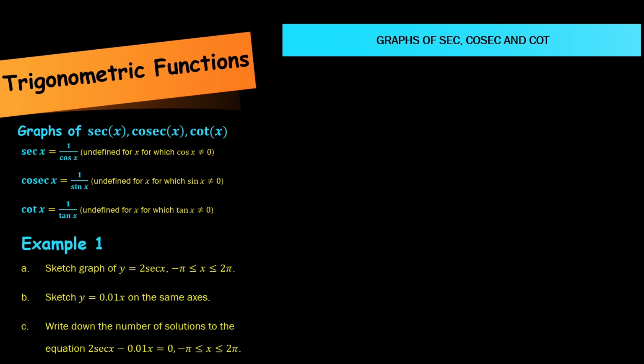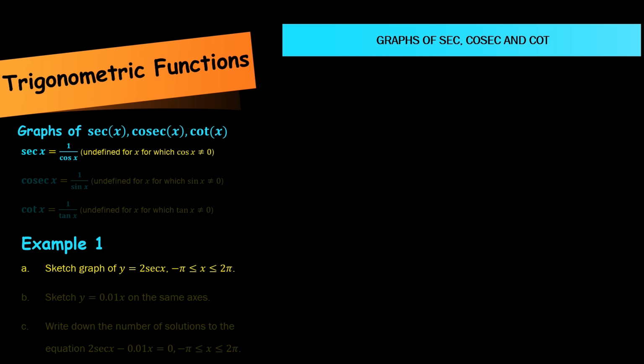Let's now take a look at an example. Pause the video and have a go. Press play when you're ready to view the solutions. So let's solve part A first. We're required to sketch the graph of y equals 2 sec x for x in the interval minus pi to 2 pi. So let's solve this.